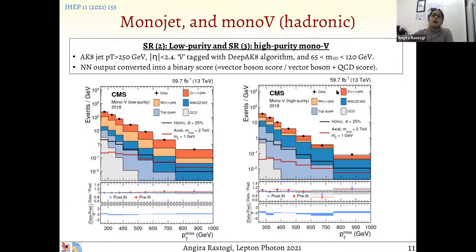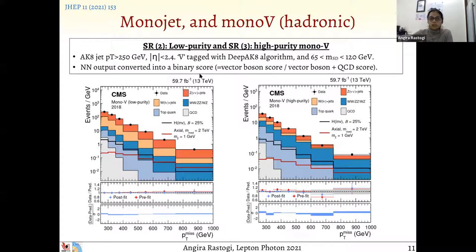Then next, we have two signal regions for the mono-V category, where we select one AK8 jet of pT above 250 GeV, and the jet is required to be V-tagged from the DeepAK8 algorithm. And we also require a soft drop mass requirement, which is consistent with the mass of a W or Z boson. Then we convert this neural network output of DeepAK8 into a binary score, which is defined as the ratio of the vector boson score to the vector boson plus QCD score.